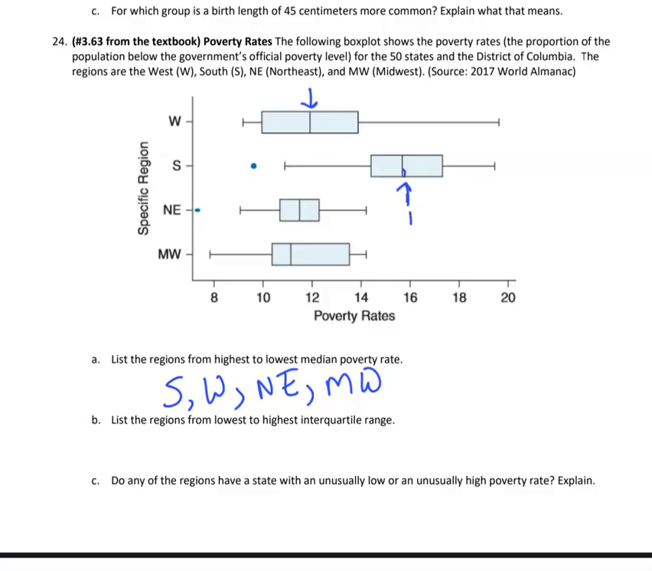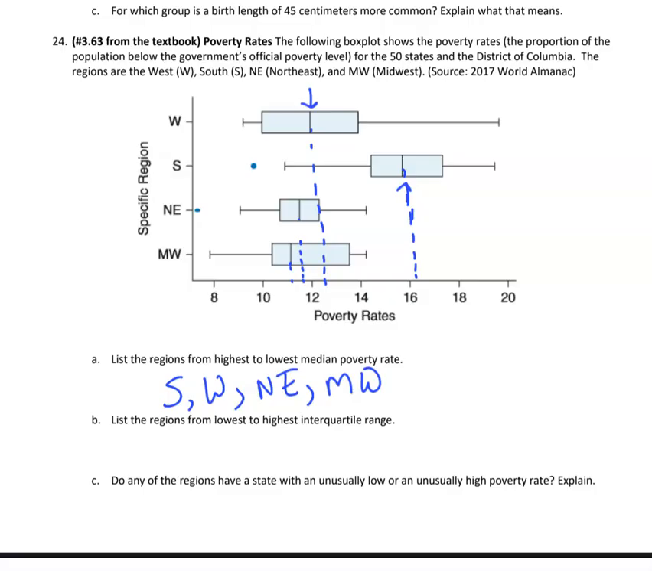So this one corresponds to, I don't know, maybe 16 and a half or so. West corresponds to a little over 12%. Northeast looks to me like it's about maybe 11.5, and then Midwest looks to me like it's around 11. So that's the order from highest to lowest.